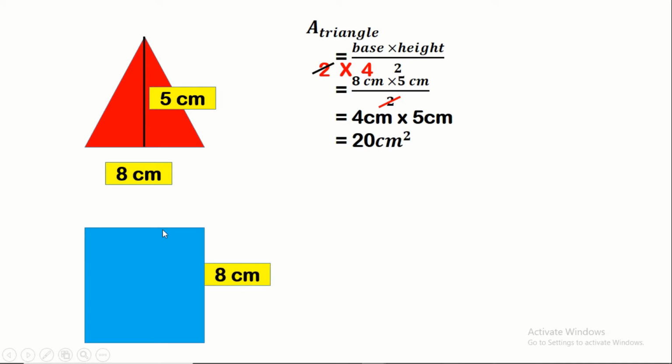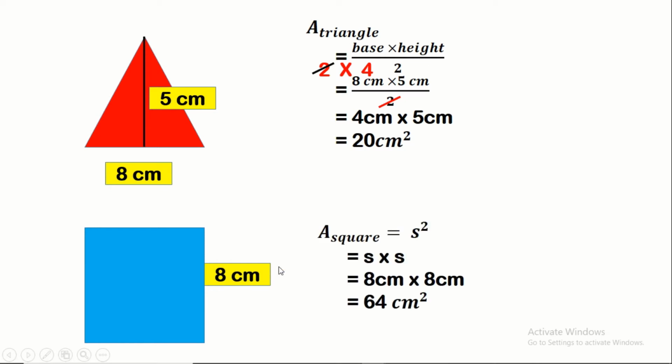What about the square? As you see, we have a square of side 8 cm. So the area of this square is side times side, or side squared. So it's 8 cm times 8 cm, which gives us 64 cm squared.